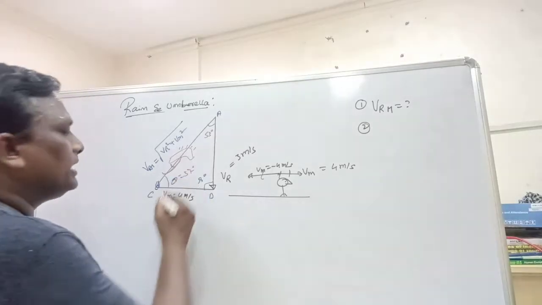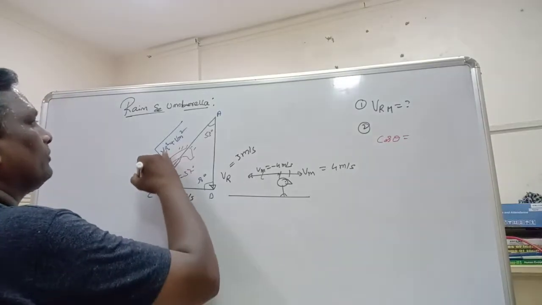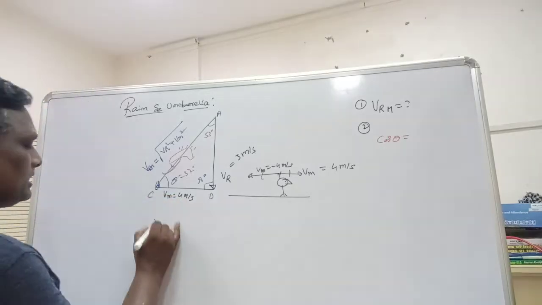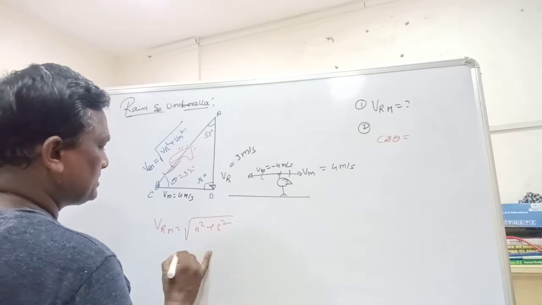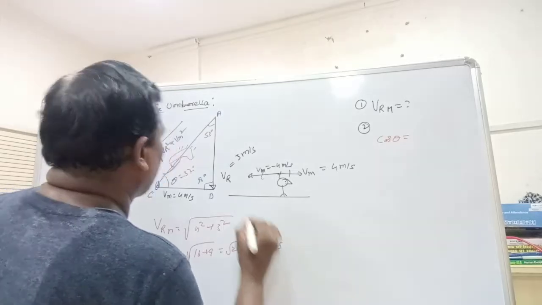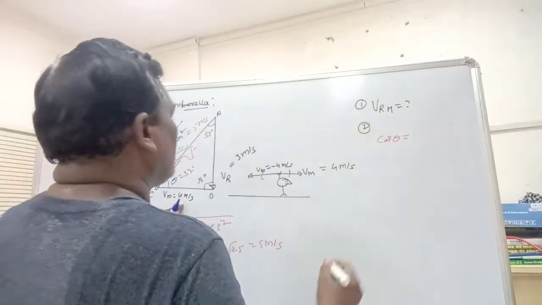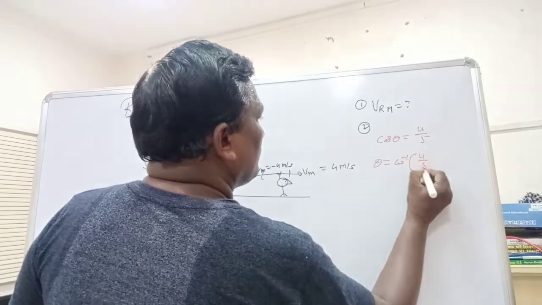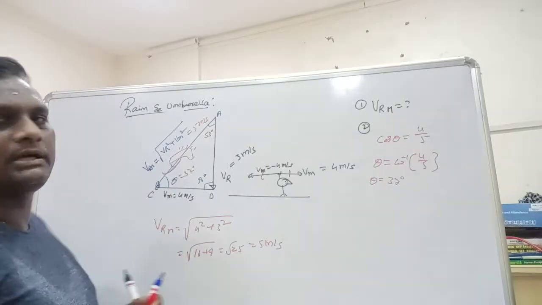He has to hold the umbrella with cos theta equal to 4 divided by the resultant velocity, which is root over VR square plus Vm square. That is root over 4 square plus 3 square, which is root over 16 plus 9, equal to root 25, that is 5 meters per second. So cos theta is equal to the adjacent side, 4, divided by 5. Therefore theta is equal to cos inverse of 4 by 5, or theta equals 37 degrees with respect to horizontal.